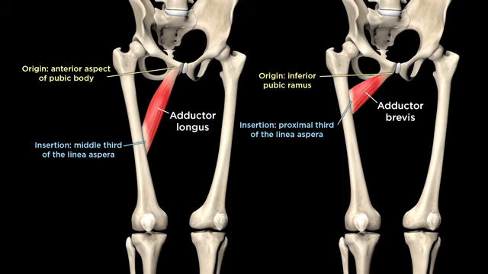Adductor brevis is deep to the longus, and it originates off the inferior pubic ramus and inserts on the proximal third of the linea aspera. Now, both of them adduct the thigh, but can also assist in flexion of the hip due to their more anterior origin and posterior insertion. Both adductor longus and adductor brevis are supplied by the obturator nerve.